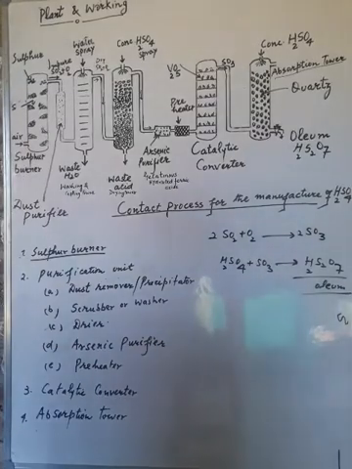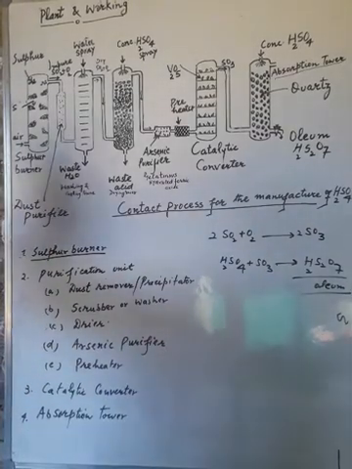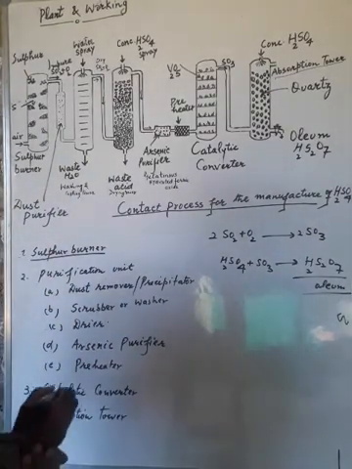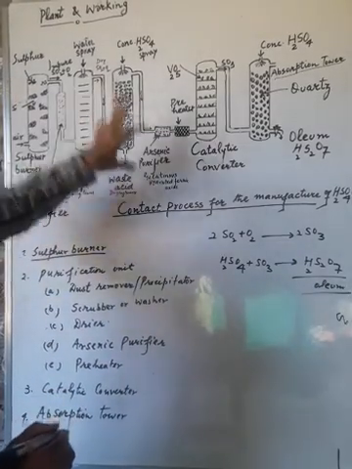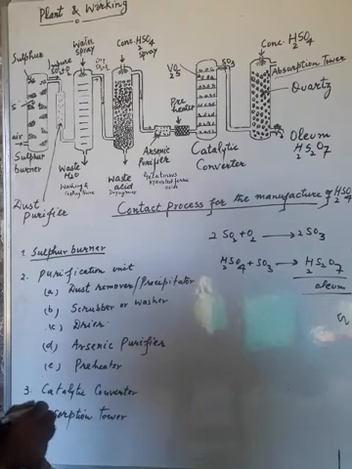This is how in the contact process we manufacture sulfuric acid, and this is the sketch of the plant in which we manufacture this sulfuric acid.